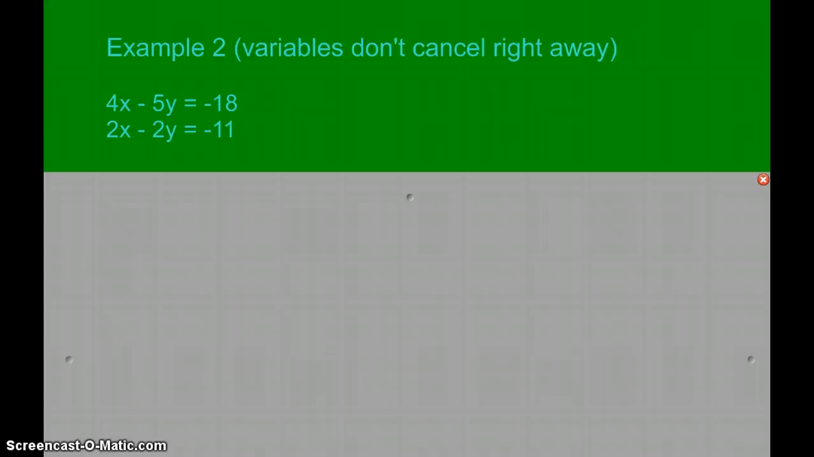So we've got two more examples to look at. Example 2 sets up a little bit more challenging problem. When you look at your two equations here, 4x minus 5y equals negative 18 and 2x minus 2y equals negative 11, it's not set up as nicely. We don't have a situation where if we added the lines together, we could cancel out a variable. Because right now, if we added those together, we would end up with 6x minus 7y equals negative 29. And that didn't gain us anything. We would still have a system in two variables.